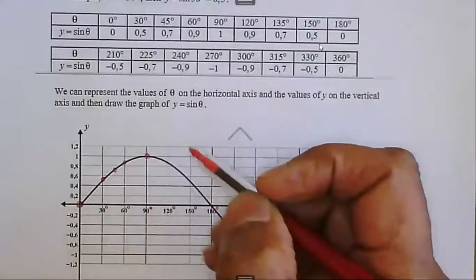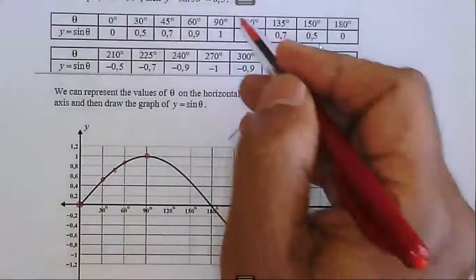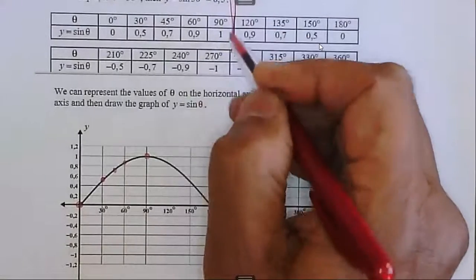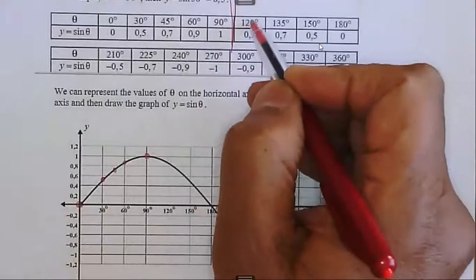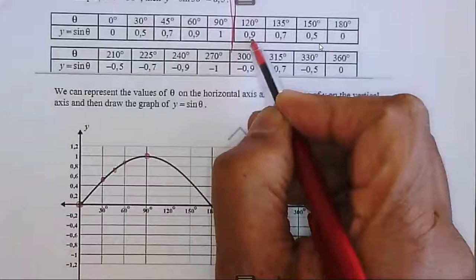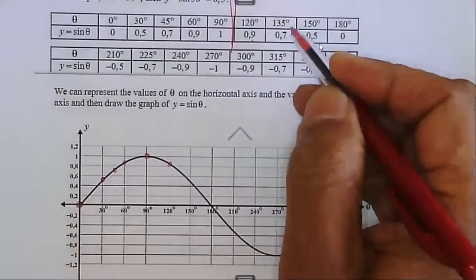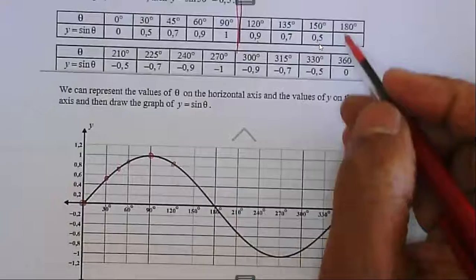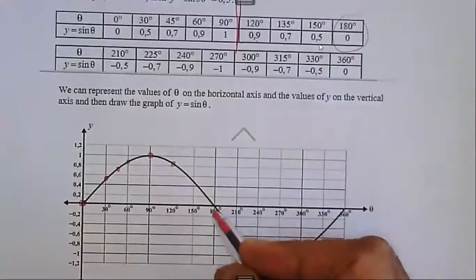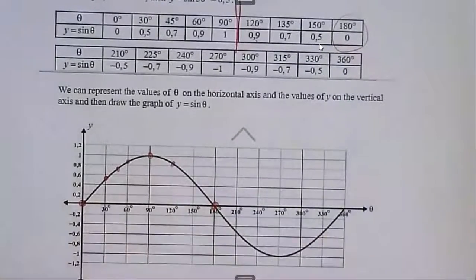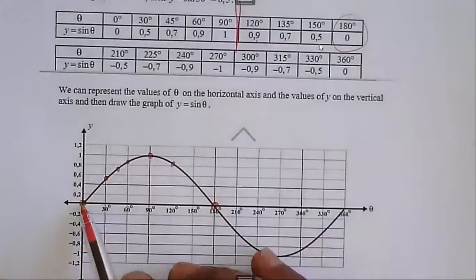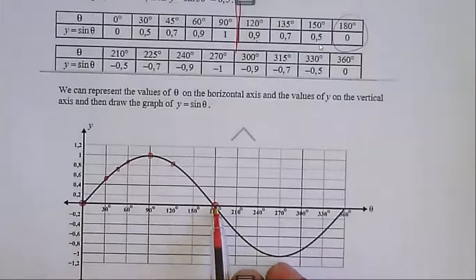So that is the turning point. You'll see the graph doesn't go higher than 90 and 1. If you go to 120, it comes down again. Can you see? The graph comes down again. If you come to 180, you'll notice it is 0. So that is the one part of the graph.